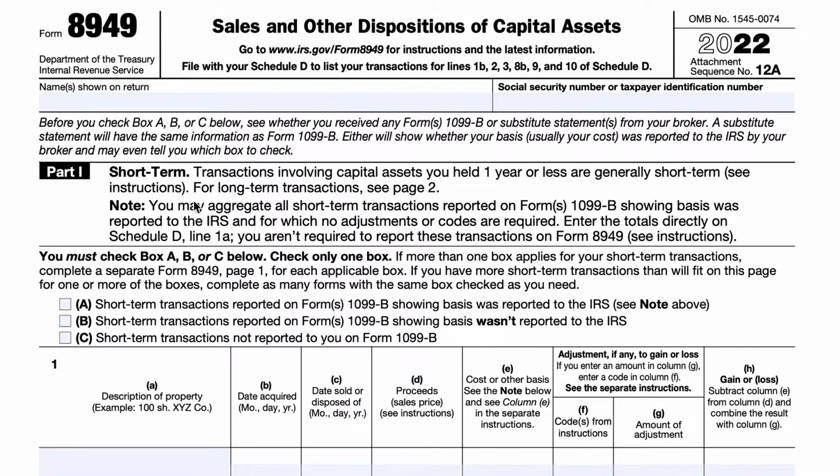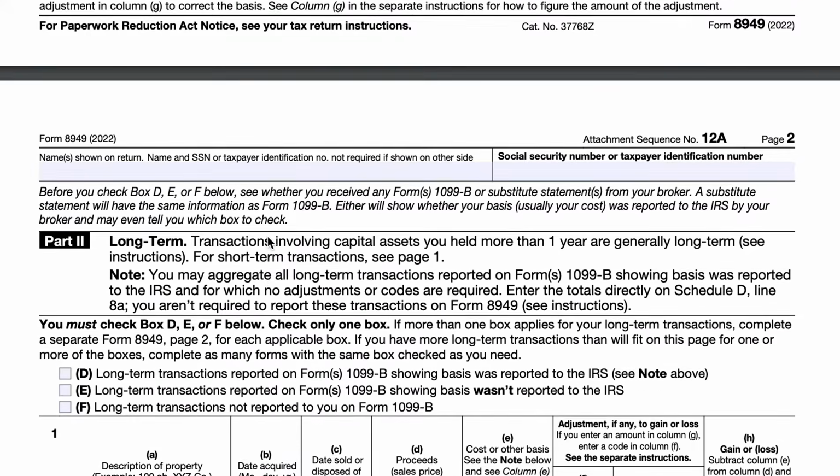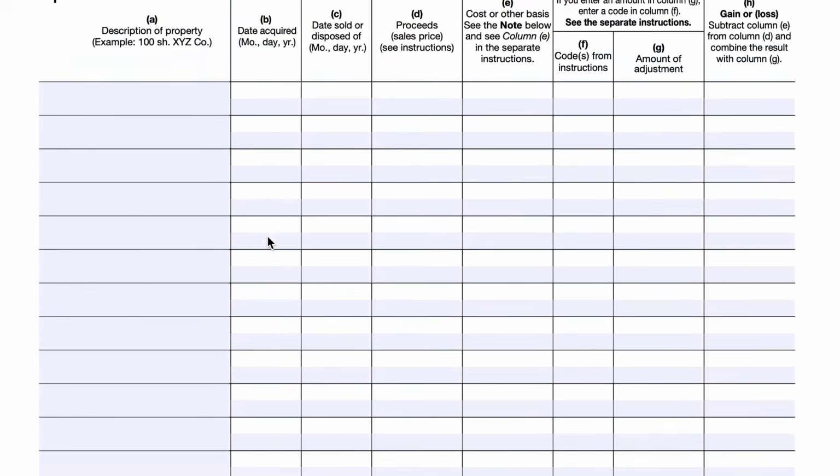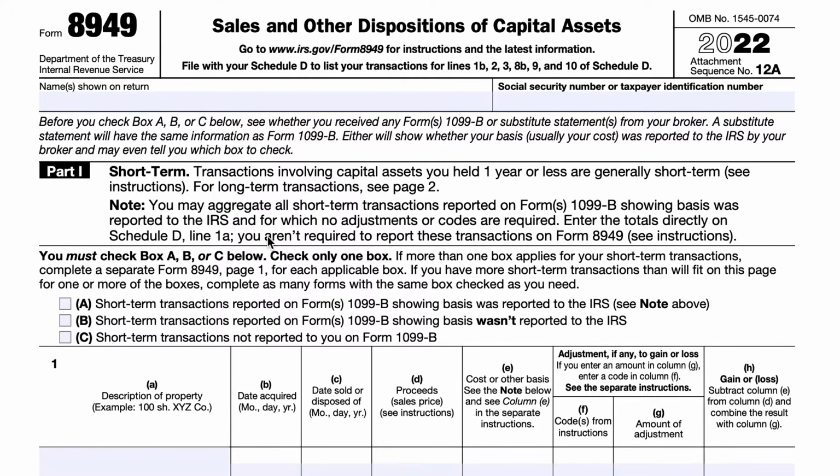Part 1 is capturing short-term capital transactions. These involve capital assets that you held 1 year or less. This is generally known as short-term, either capital gains or capital losses. And then on the second page, you have part 2, which is long-term capital gains or capital losses. And this is defined by the IRS as capital assets that you held more than 1 year. So the general rule of thumb is 1 year plus 1 day is long-term. 1 year even is short-term.